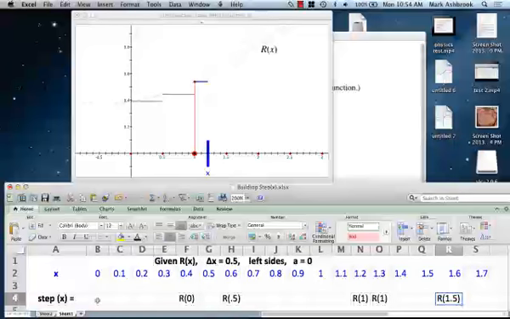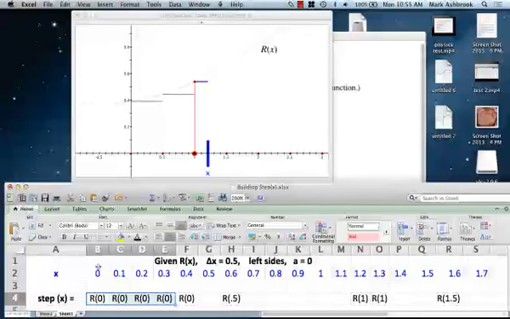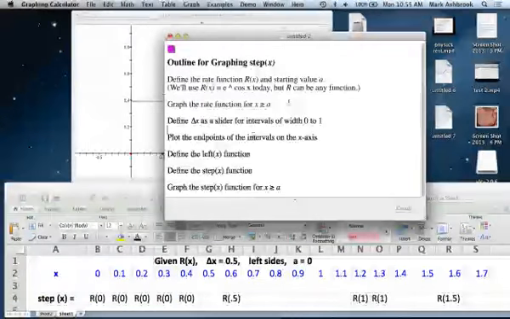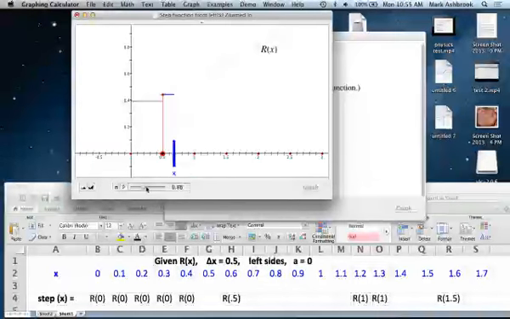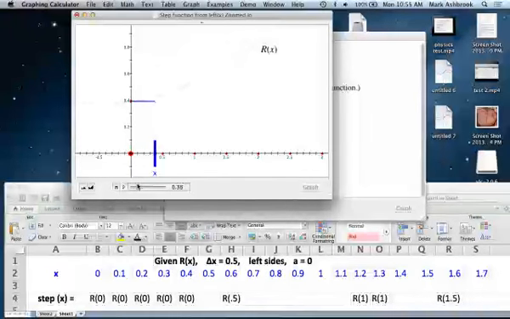Okay, so which ones are R of 0? All the values from 0 to 0.5. So what about 0.5? Is that R of 0? It should be all the values that are less than. Yeah, so all those, right? So this is what we're showing: all those values up to, but not including 0.5, so all through here, for all these current values of x, the value of the step is R of 0.